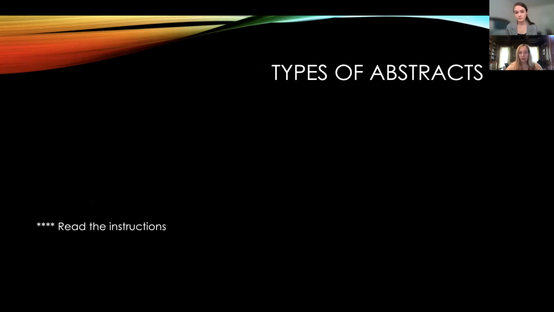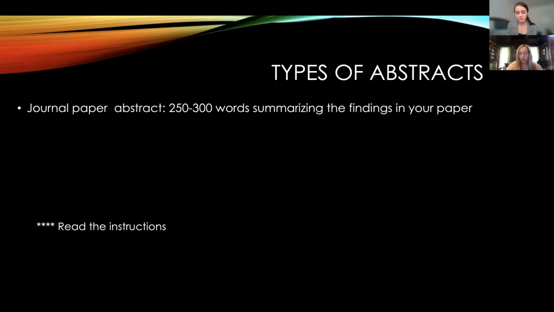Okay, so types of abstracts. The first thing about writing an abstract is to read the instructions for whatever it is that you're presenting, so that you know what they're asking for and you're going to fulfill the requirements that they want. The reason is that there are many different types of abstracts. The first is a journal paper. This is 250 to 300 words summarizing the findings in your paper. It's pretty short, to the point, again very formulaic, but it's just a paragraph.